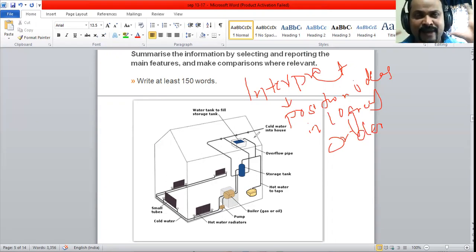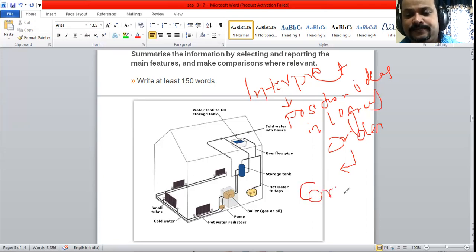You have selected some ideas. Not every information is needed from this picture. So we need specific information. We selected those specific information. We arrange it into a logical order. When we arrange this into a logical order, we need to take care of the correct sequence.